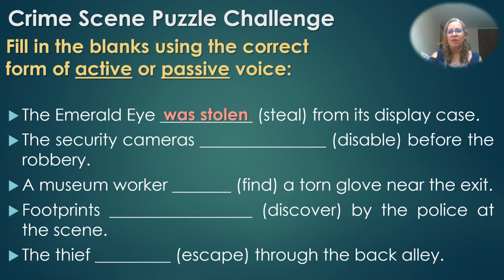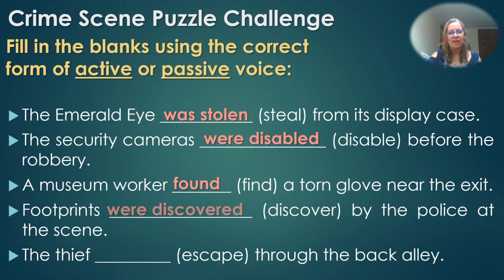The security cameras were disabled. Lovely. Were because cameras are more than one. A museum worker found a torn glove near the exit. This is your active voice.